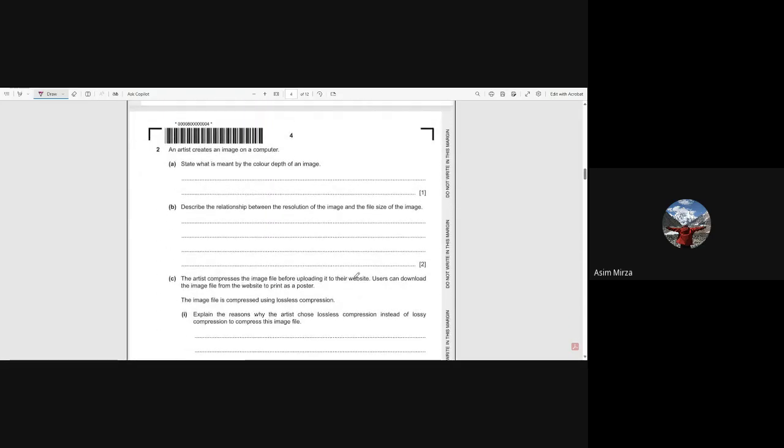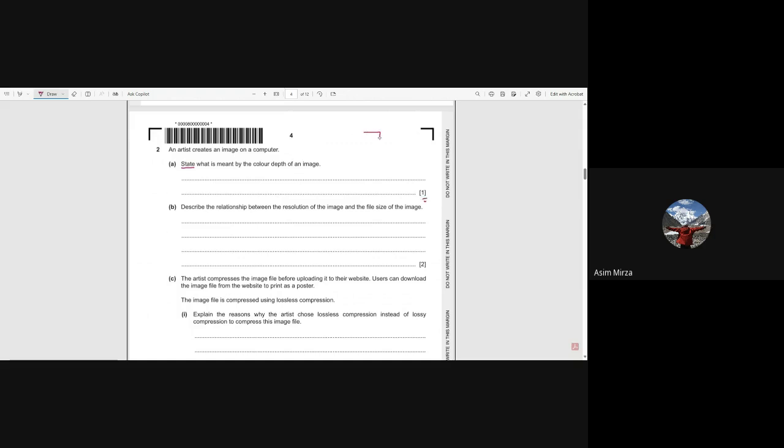Okay, this is question number 2. It says an artist creates an image on a computer. State what is meant by the color depth of an image. By the way, you must know what it means to state, what it means to explain, what it means to describe. So you have to understand them while attempting the paper. Okay, state what is meant by the color depth of an image. That is of 1 mark.